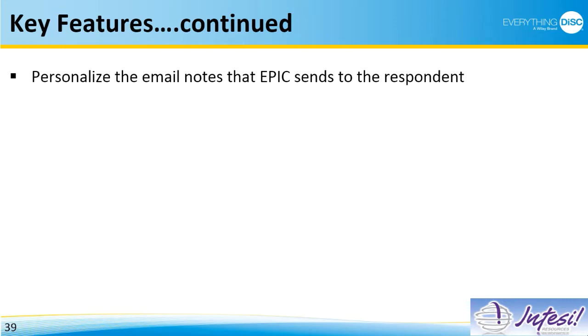Some more key features: personalize those email notes that Epic sends to the participants. You can create a library of custom email messages when sending the assessments or add a message on the fly. Generate group reports from online responses. Reports can be generated immediately upon completion, and you can view, print, email, and save the reports.